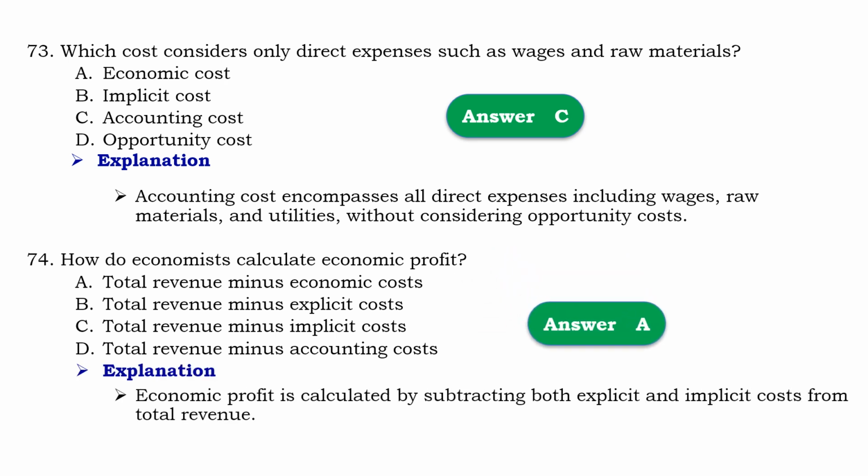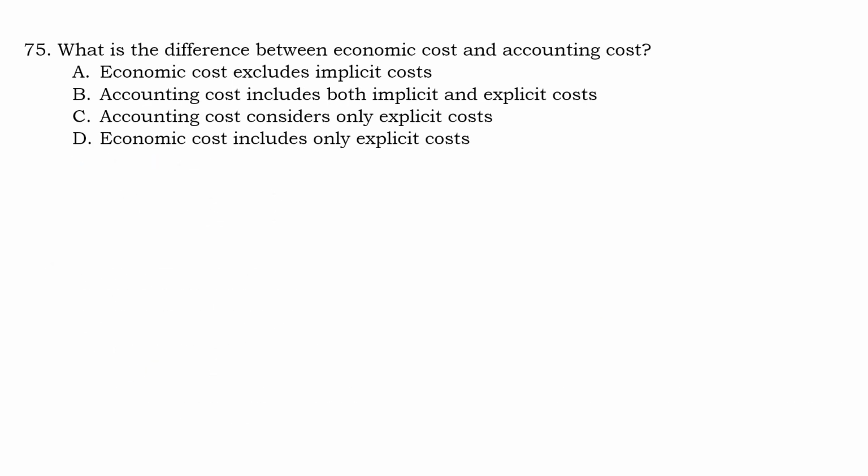Cost. Means that economic profit is calculated by subtracting both explicit cost and implicit cost from total revenue. Question number 75. What is the difference between economic cost and accounting cost?